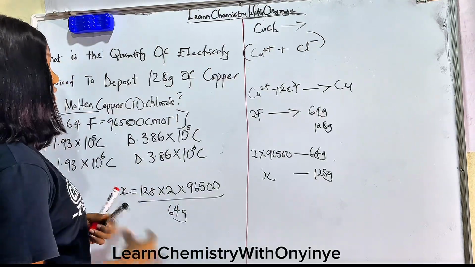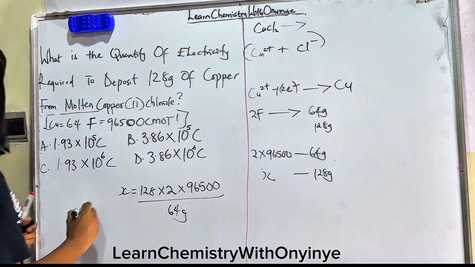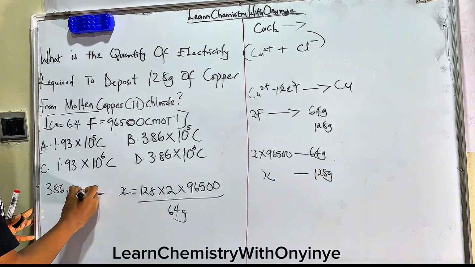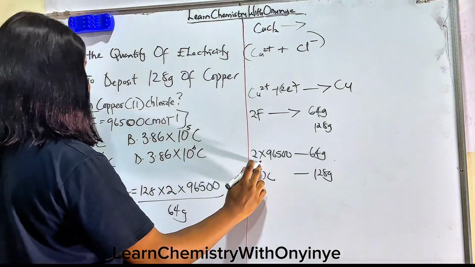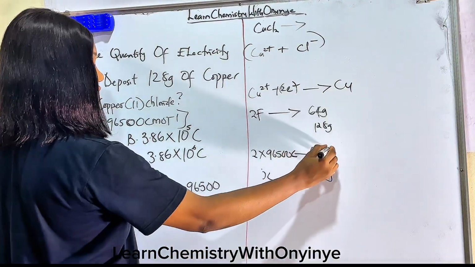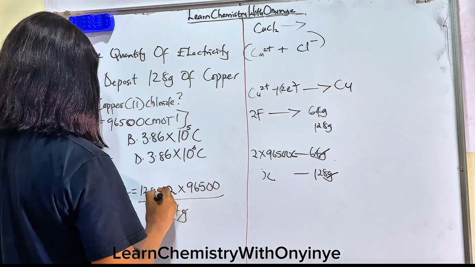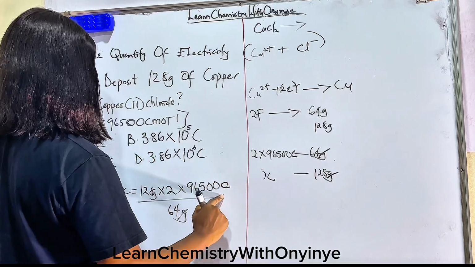So we have 386,000 coulombs. Remember that this is measured in coulombs, and gram is going to cancel gram, so the answer is measured in coulombs.